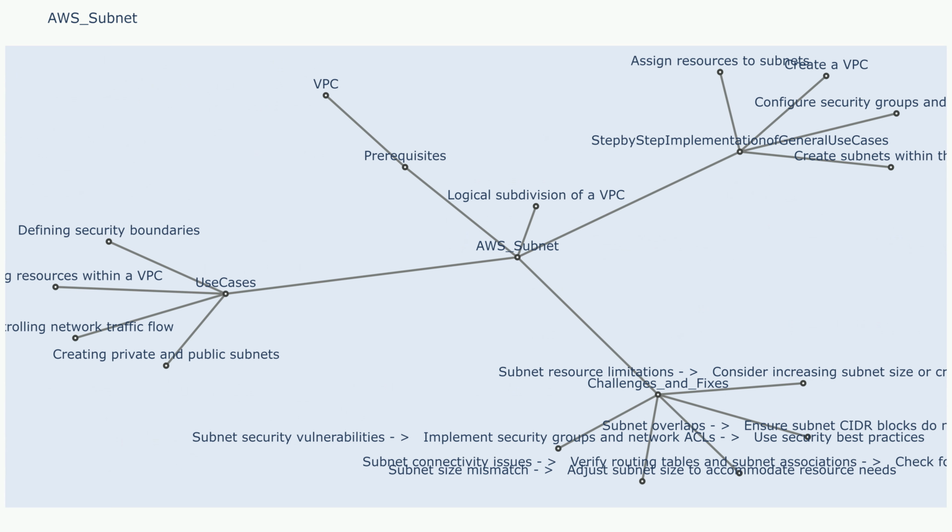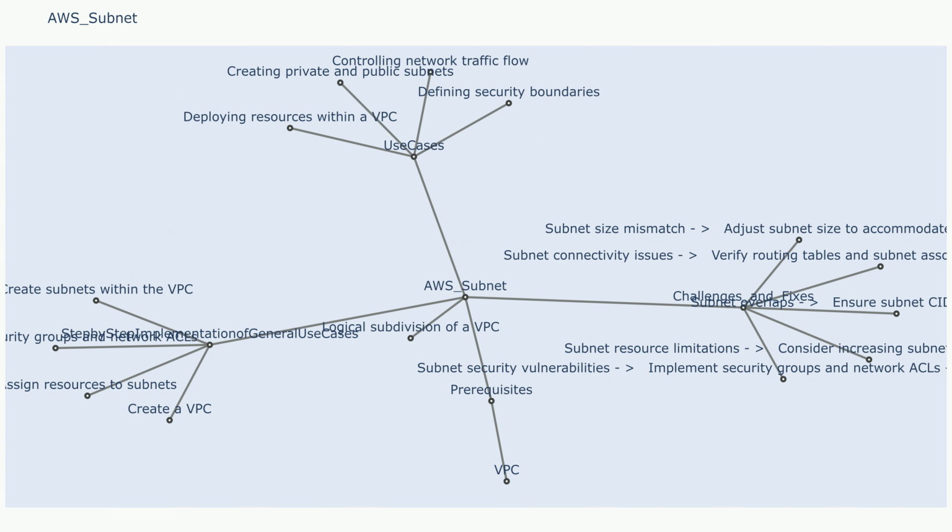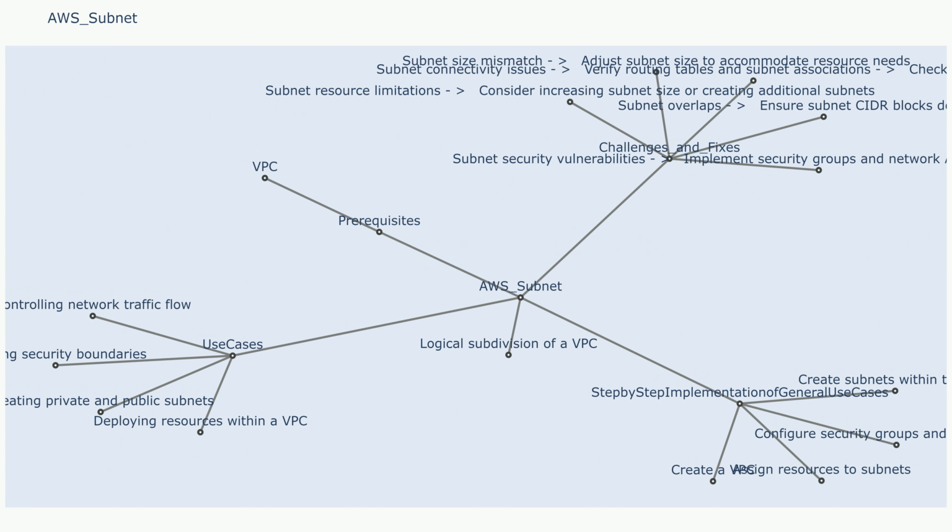Defining security boundaries: subnets can be used to isolate resources and control network traffic flow within the VPC. You can achieve this by configuring security groups and network ACLs for each subnet. Controlling network traffic flow: you can use subnets to route traffic between resources within the VPC and the internet.